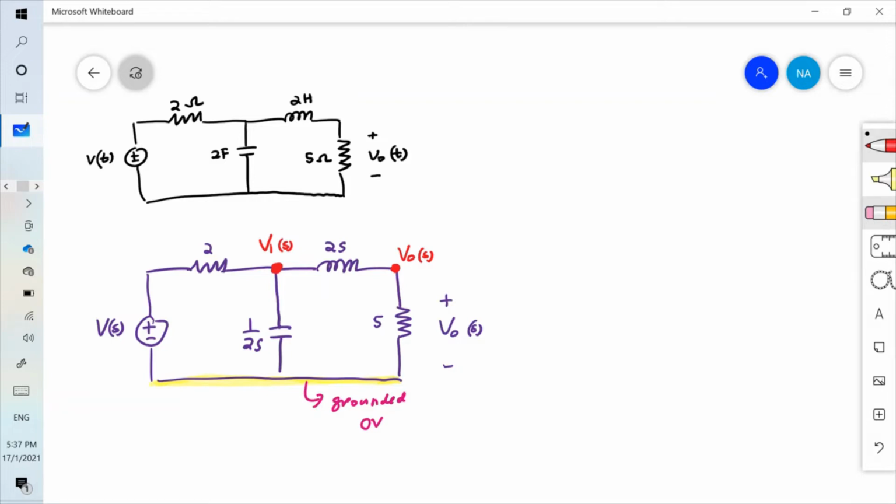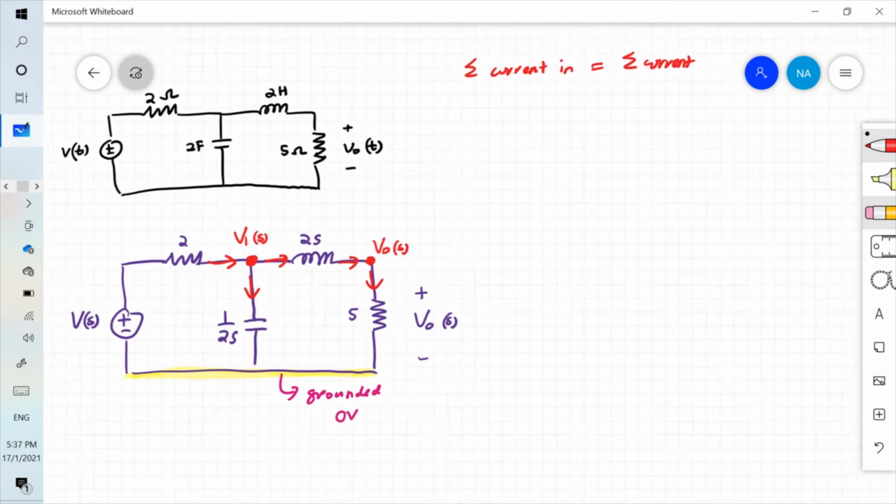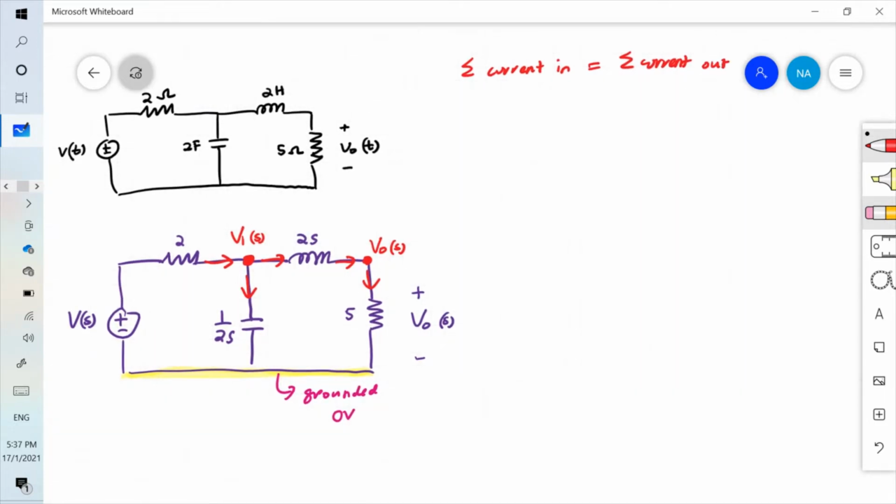Next, we want to draw the current arrows. For node number 1, you have one current going in and two currents going out. For the second node, you have one current going in and one current going out. In node analysis, the sum of current going into a node equals the sum of current out of the node. This is the fundamental of nodal analysis. It is Kirchhoff's current law.